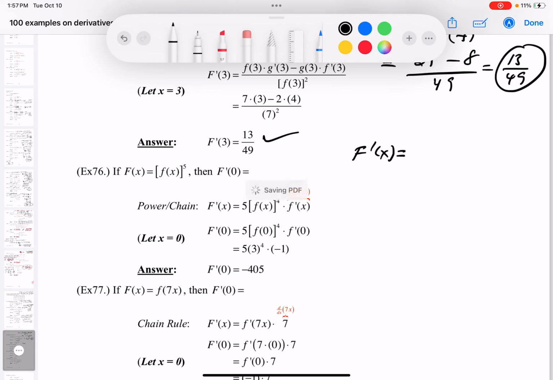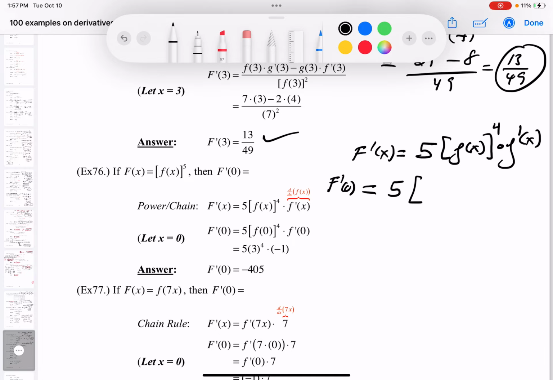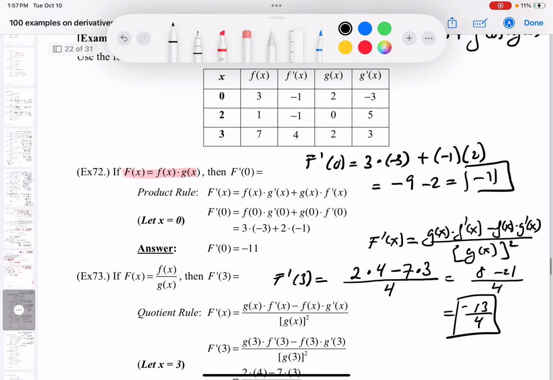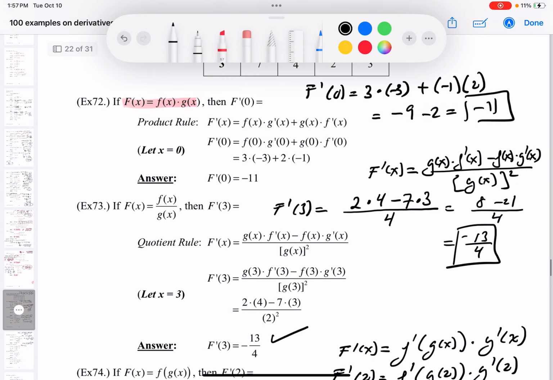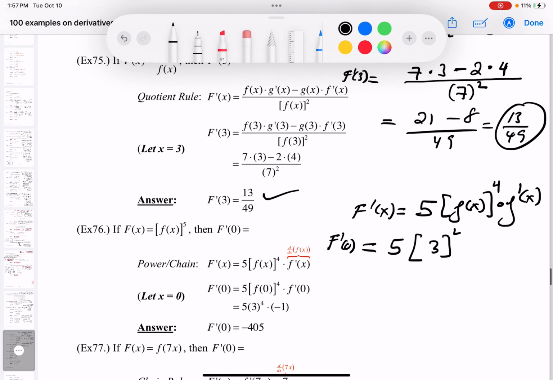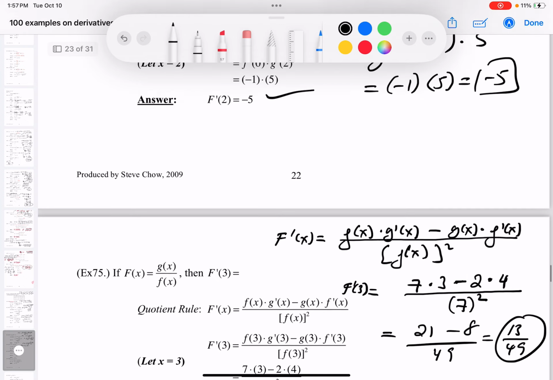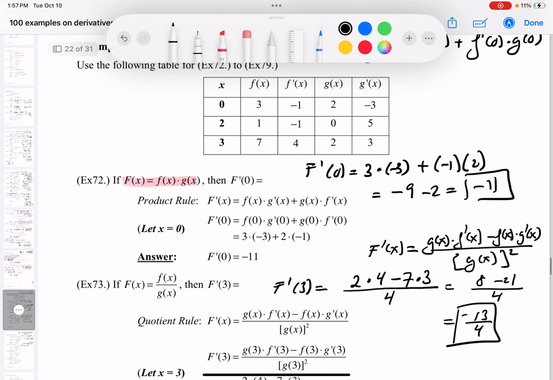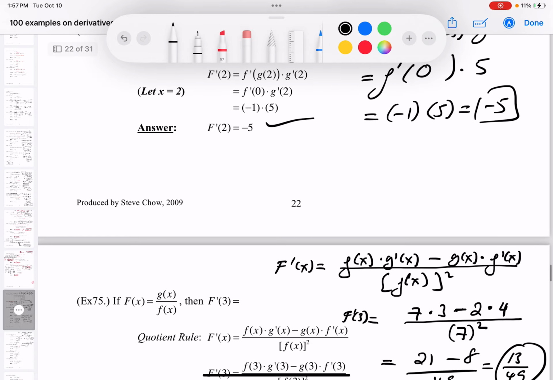I got to write down f prime of x. That's going to be 5 f of x to the 4th power times f prime of x. Again, it's problematic, and I got to figure out what they want. They want f prime at 0. And so what's f of 0? I don't know, I look it up, I'm not remembering anything. F of 0 is 3. What's f prime of 0? F prime of 0 is minus 1.